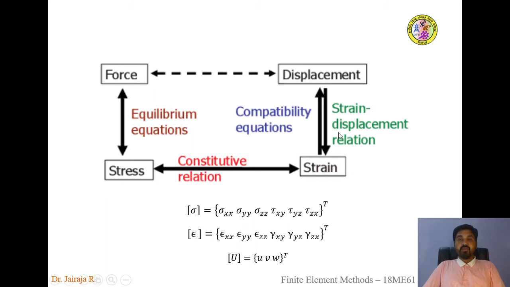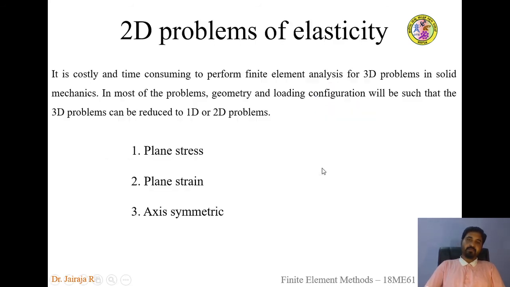From strain, if you want to obtain displacement, here we need to be careful because there are 6 strain components and only 3 displacement components. If you obtain displacement from strains, it should satisfy the compatibility equations. Then we can obtain the displacement from strains.